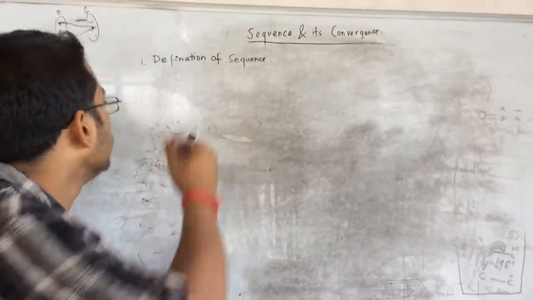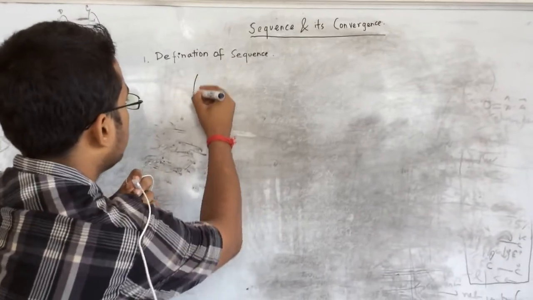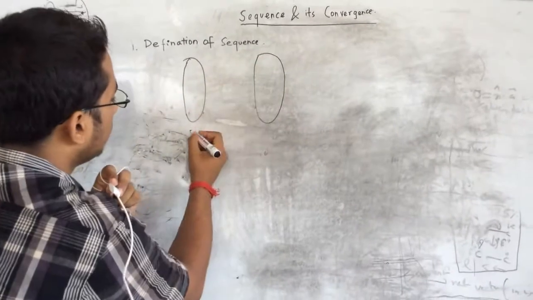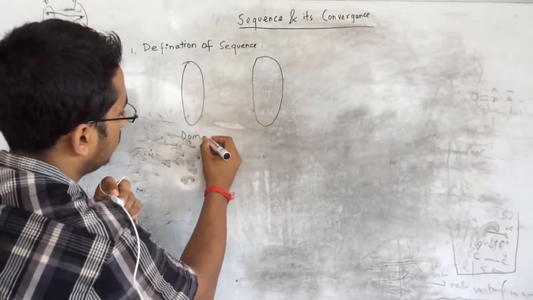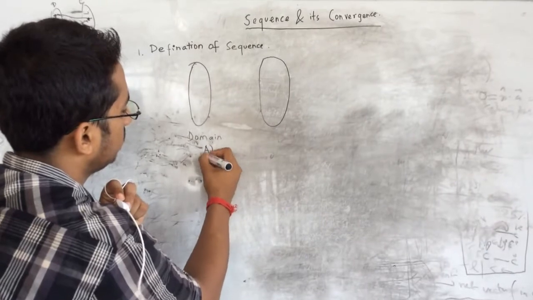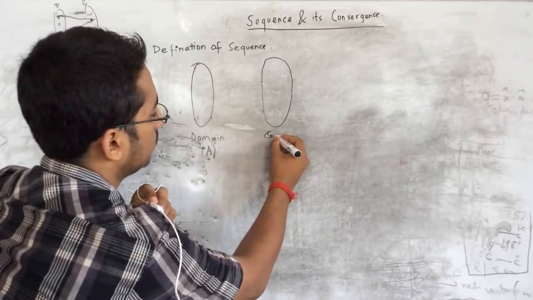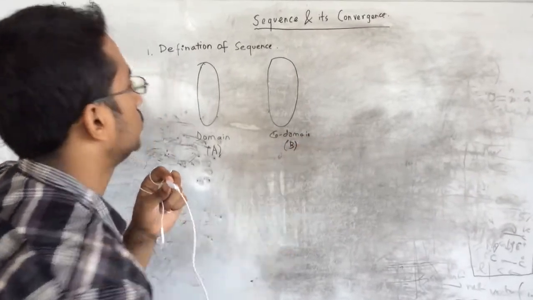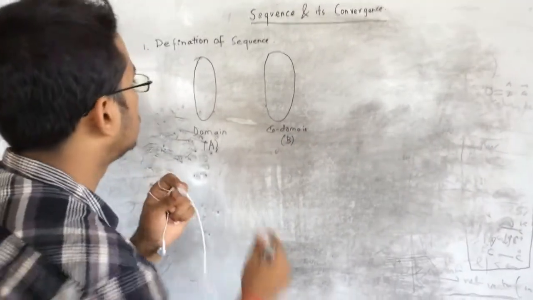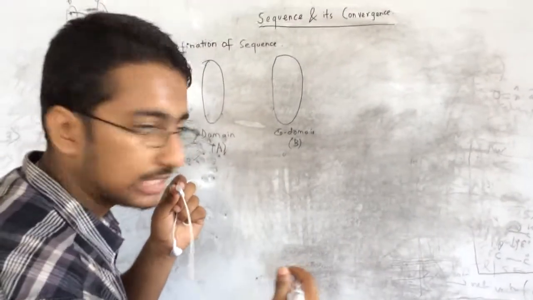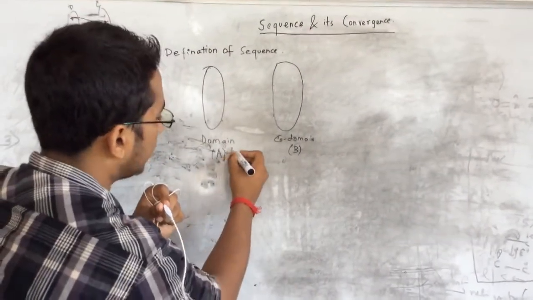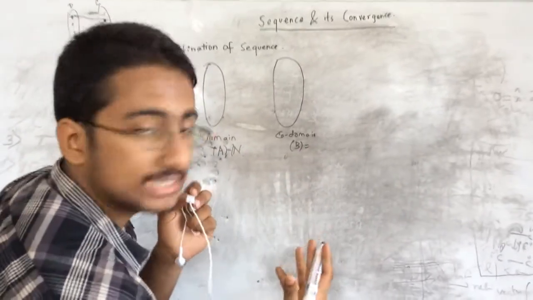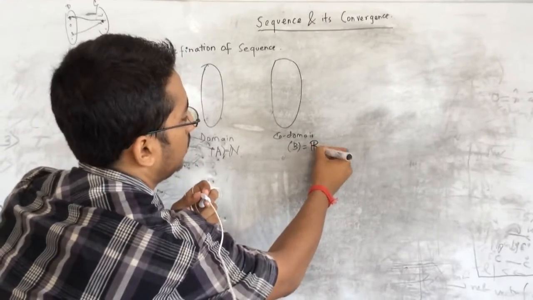Okay, let me explain. There are two sets. This set is called the domain, the domain is A, and this set is called the codomain. In the case of a sequence, the domain is actually the natural number set, and when we are talking of real sequences, the codomain is the real number set.